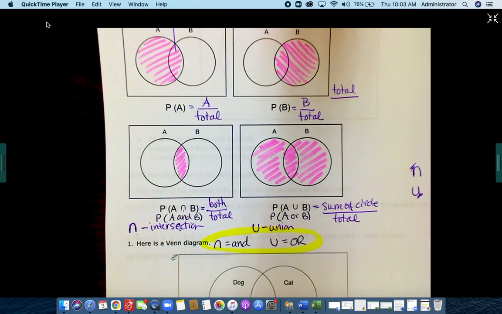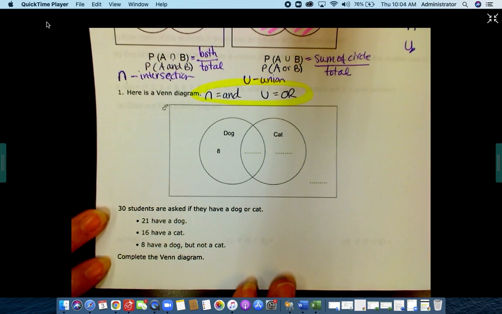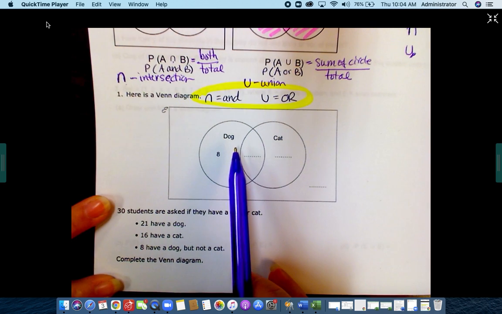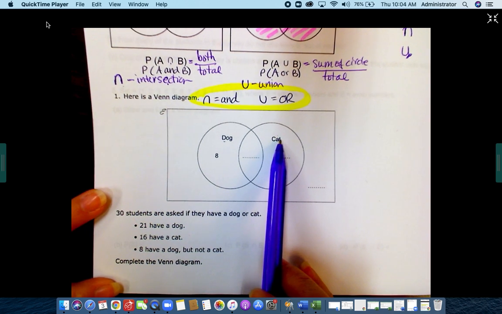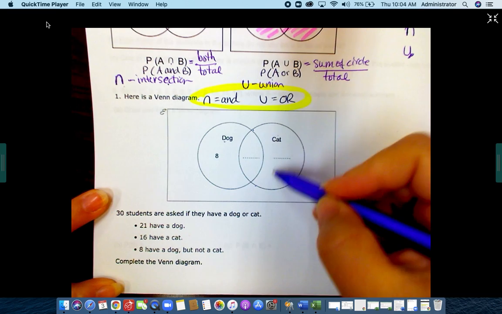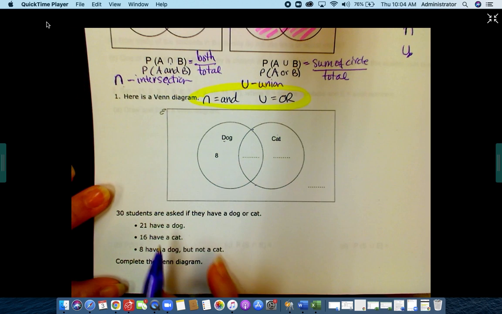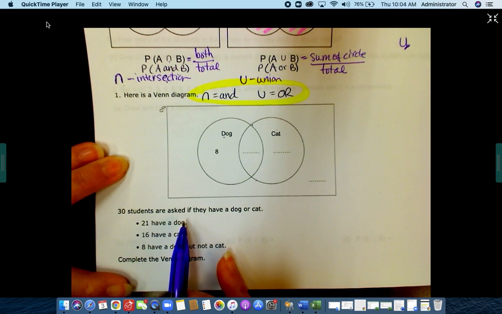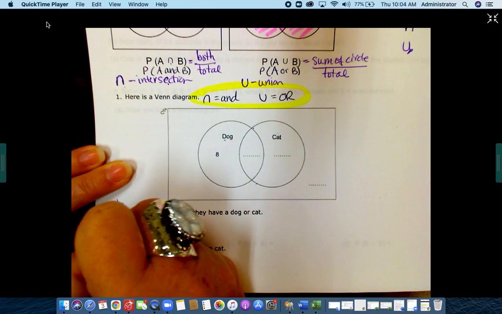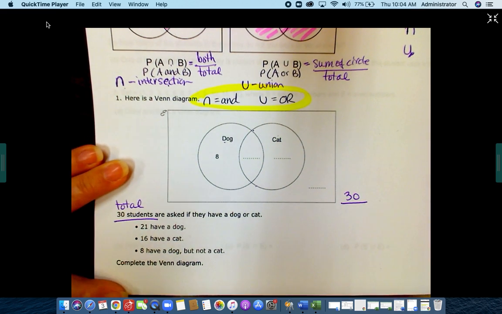All right, so now we're going to apply that by looking at some questions with Venn diagrams. I've got a Venn diagram started for you, and we can see that in the circles it says dog and cat. That means this circle represents dog, so everybody in this circle maybe has a dog, and everybody in this circle has a cat. So let's look at what it says. It says 30 students are asked if they have a dog or cat. So that is a total. And where do we put total? Out here. So draw a line and put 30.